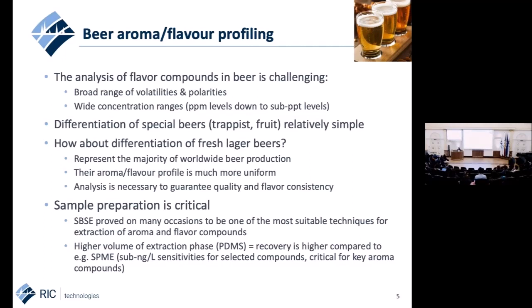And of course, when it comes to aroma analysis, sampling is very important. Stir bar sorptive extraction has actually proved on many occasions to be one of the most suitable techniques for the analysis of aroma compounds in especially liquid beverage samples. Why is that? This is simply because there is a higher volume of extraction phase, in this case PDMS, which gives a higher recovery of aroma compounds, especially compounds which are present at trace levels, compared to, for instance, SPME extraction techniques.